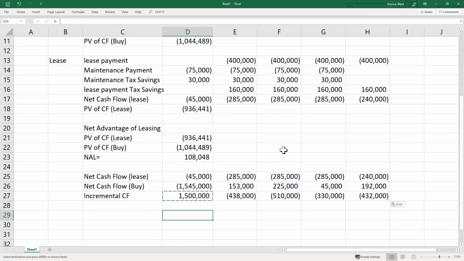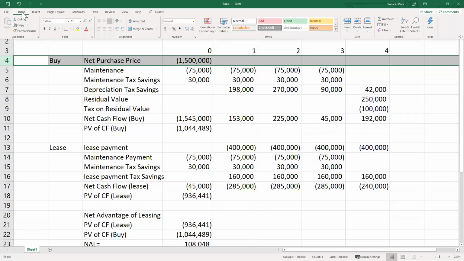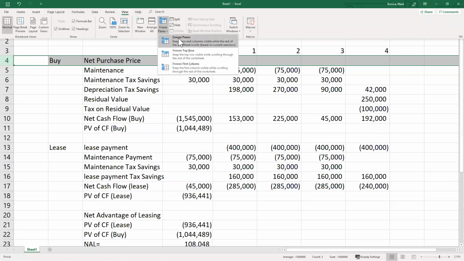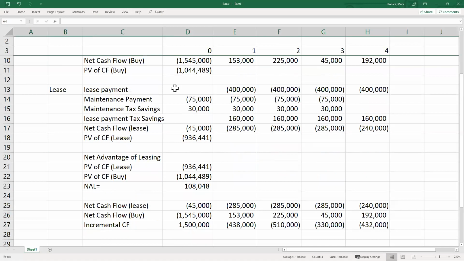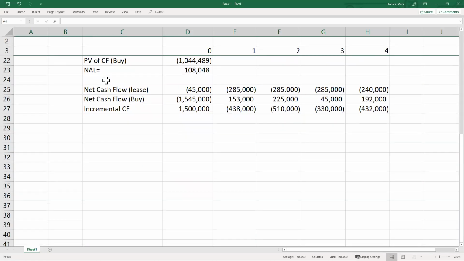Okay, so basically we have, what does this mean? So in year 0, let me freeze. Did I do that right? Nope, I didn't do it right. Oh yeah, I did. Okay.